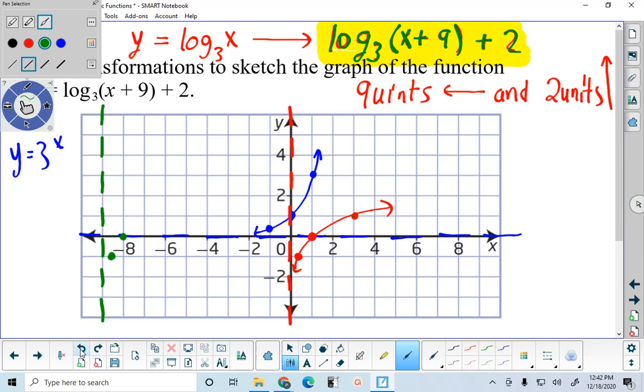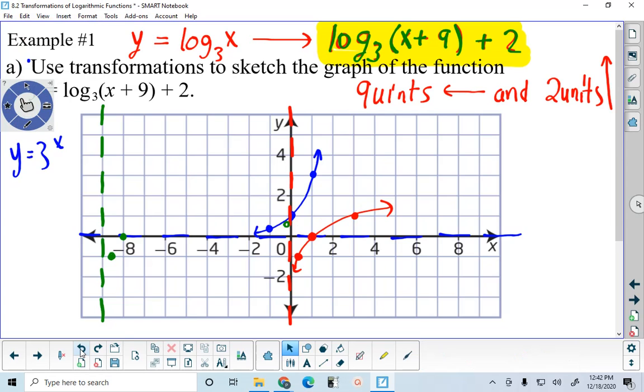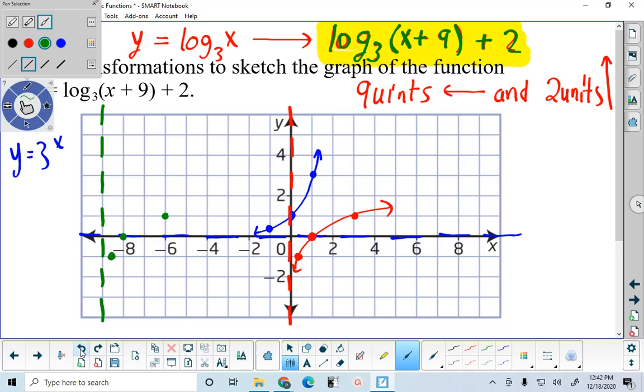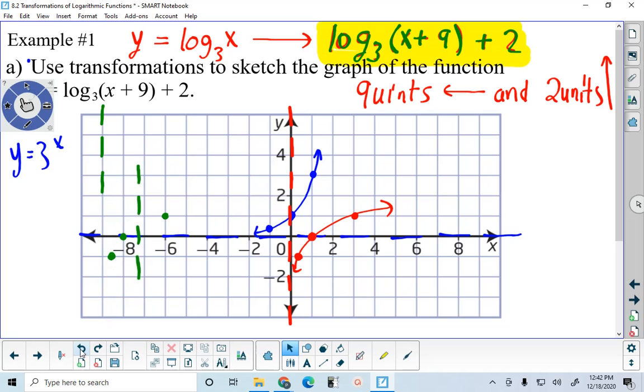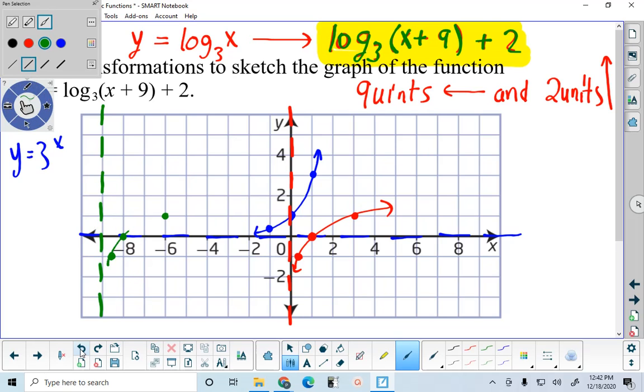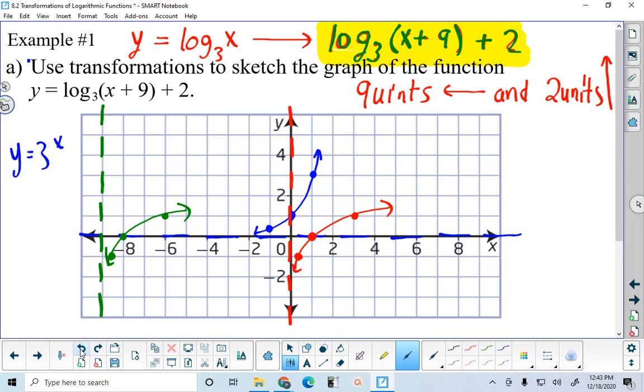This point is 3 to the right and 1 up from the previous point. So if I go 1 up from the previous point and 3 to the right, in total, I get that. So the graph that I am drawing now is the graph of y equals log base 3 of (x plus 9) plus 2. Does anybody have any questions with 1a?